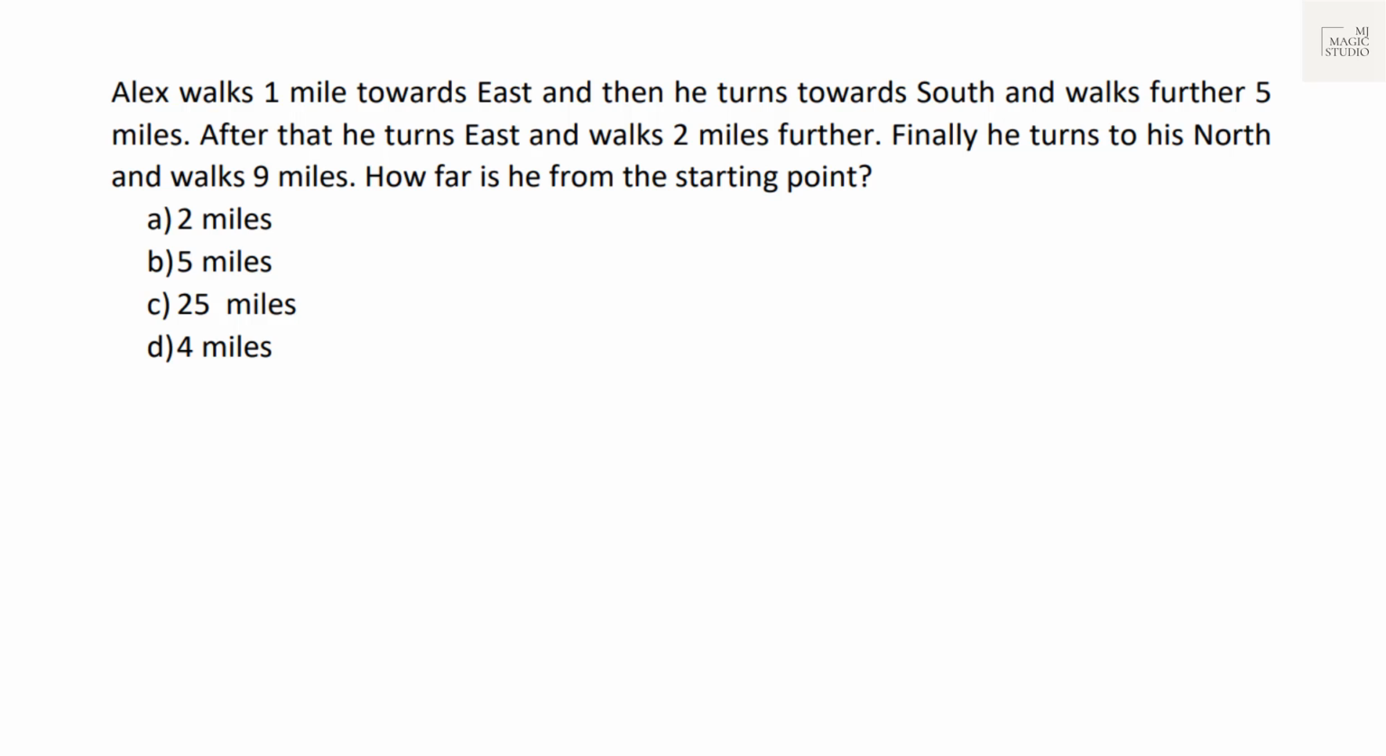Out of the 10 questions that were asked in aptitude, few were from reasoning also, verbal reasoning, and this one is from direction and distance. Give it a try. Alex walks 1 mile towards east. So we know this is north, south, west, east. Whenever we are solving distance and direction questions, basically we always start from the origin position. 1 mile towards east, and then he turns south and walks further 5 miles. He then turns east and walks 2 miles.